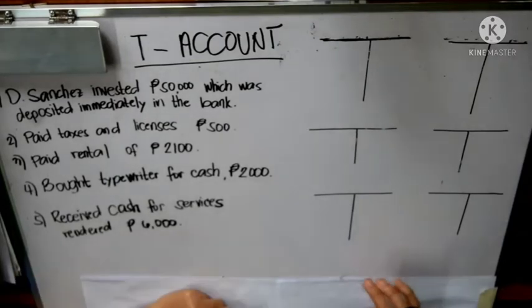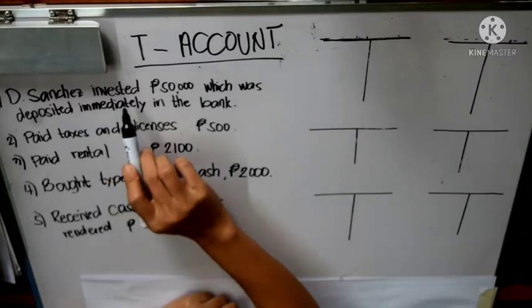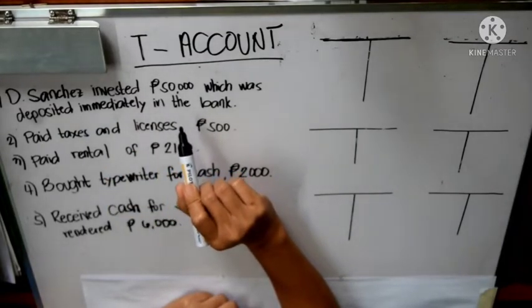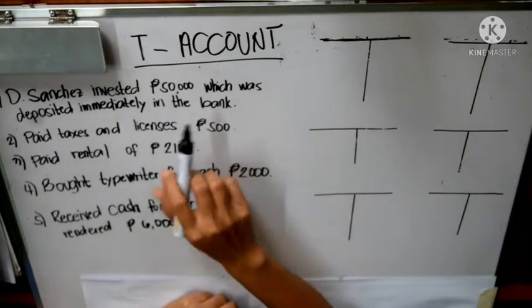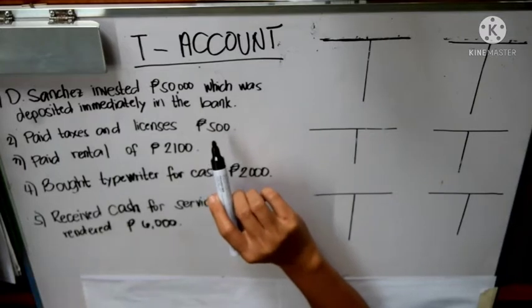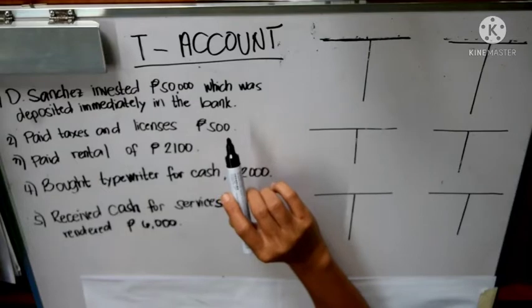So let's start. D. Sanchez invested 50,000 pesos which was deposited immediately in the bank. So first of all, we need to identify kung ano yung debit and credit. So, D. Sanchez invested 50,000 pesos. Ibig sabihin, we debit cash, which was deposited immediately in the bank. So, dahil dinideposito siya sa bangko, ibig sabihin, we have cash in bank.